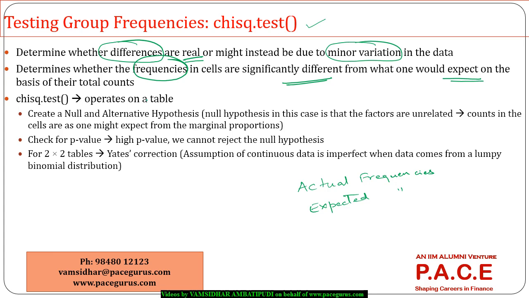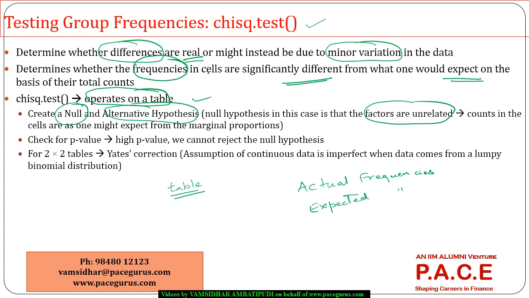And this chi-square test always works on a table, right? The table from the raw data, we will make a frequency table out of it, and the chi-square test works on a frequency table. So whenever we are using a chi-square test, or for that matter any of the tests, the first step is I have to create a null and an alternative hypothesis. The null hypothesis says the factors are unrelated.